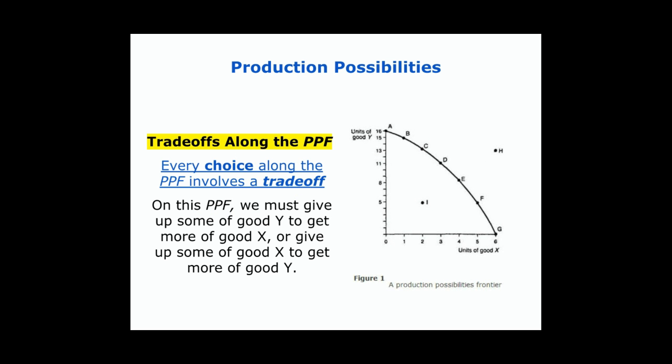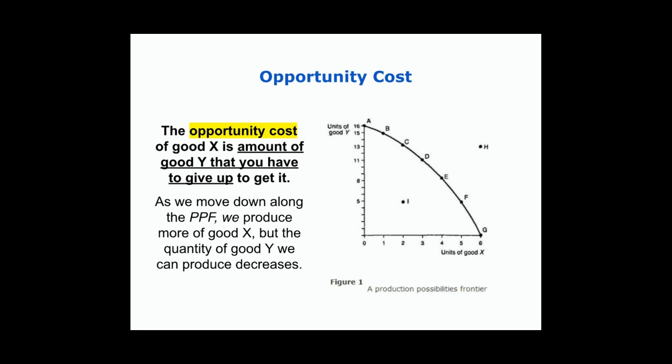And so the production possibilities frontier shows us the trade-offs that are involved between the different choices. And every choice along the PPF, every point on the line, involves a trade-off. So if we want to have more of good X, we have to give up some of good Y. And if we want to have more of good Y, we have to give up some of good X. And the opportunity cost is the amount of good Y that you have to give up to get more of good X. And so as we move along the PPF, we produce more of good X, but the quantity of good Y that we have decreases.